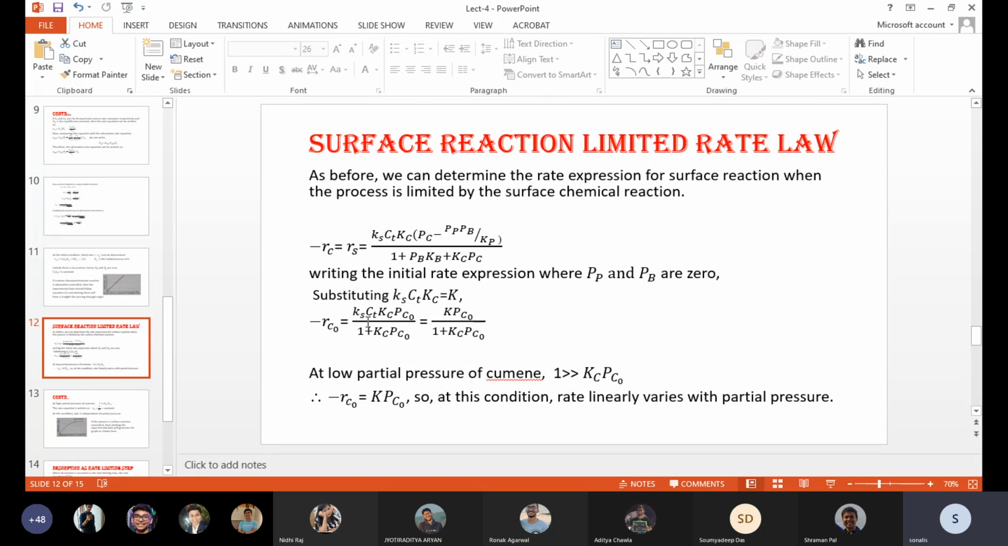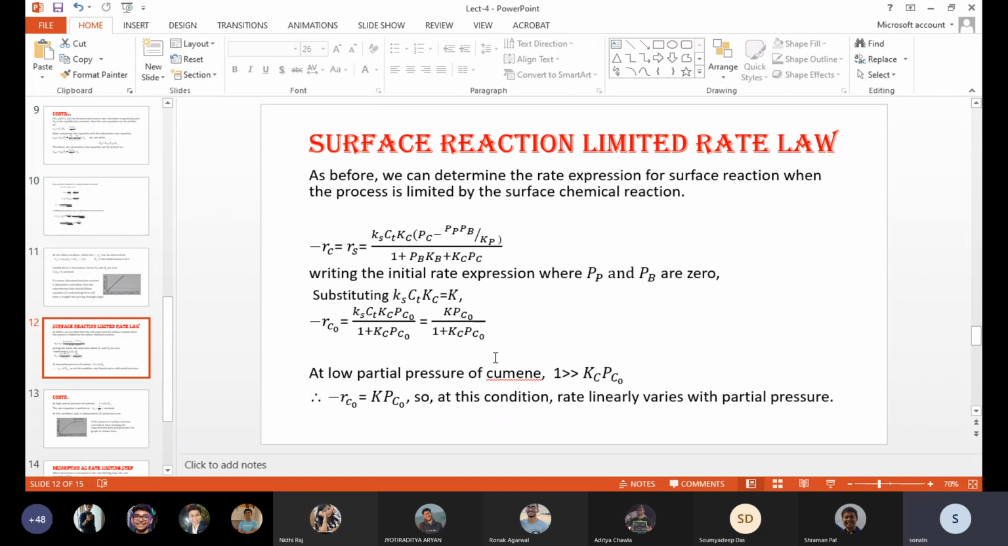Now look, Ks, Ct and Kc, these three are constants. So we are replacing them with the big constant K. So ultimately we are getting minus RC0 is equal to K Pc0 by 1 plus Kc Pc0. Look, this is an equation of a parabolic type of curve.